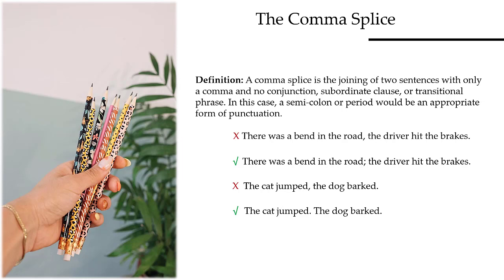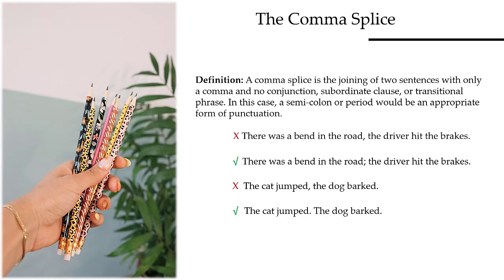First example here: there was a bend in the road, the driver hit the brakes. Both of these are complete sentences. There was a bend in the road is a complete thought. The driver hit the brakes is also a complete thought. So there's a few different ways that we can complete this sentence. We can't just add a comma. That's not strong enough. So we could use a semicolon.